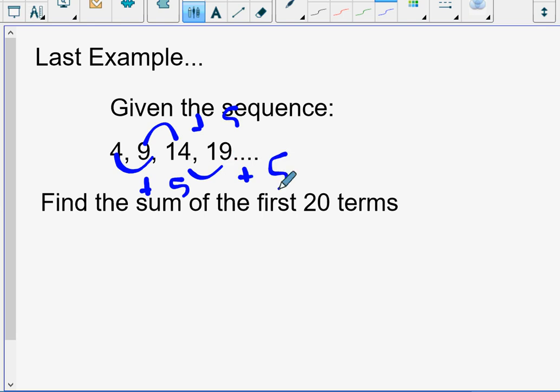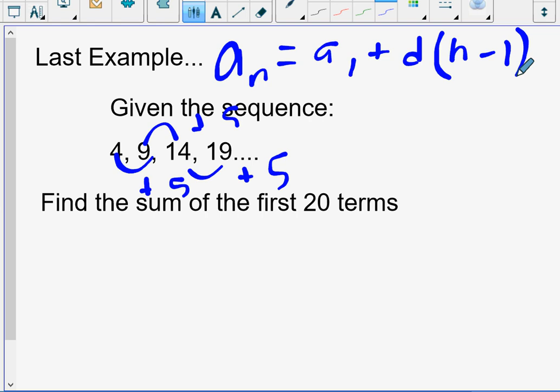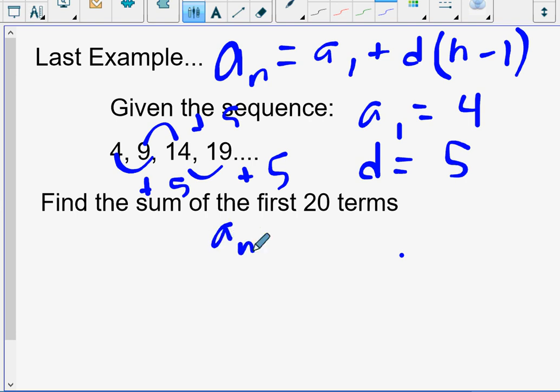So since we have an arithmetic sequence, we can plug into the arithmetic sequence formula. A sub n equals a sub 1 plus the common difference times n minus 1. And let's pull out those pieces. A sub 1 is our first term, so that's 4. And the common difference is what we're adding. That's that 5. So our formula is a sub n equals 4 plus 5 times n minus 1.